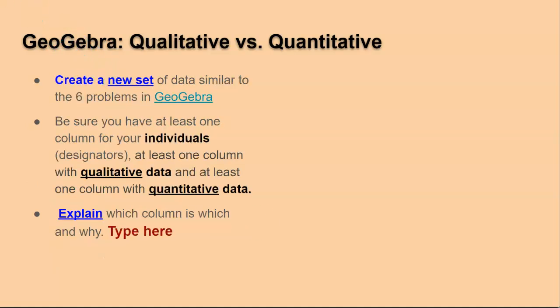So the last slide, they're going to create their own set of data that is similar to the 6 problems they saw in GeoGebra. They will need at least 1 column for their individuals, 1 column for their qualitative data, and 1 column for their quantitative data. They can have more than 1 column for any one of those, and they will explain which column is which and why each column is what it is.